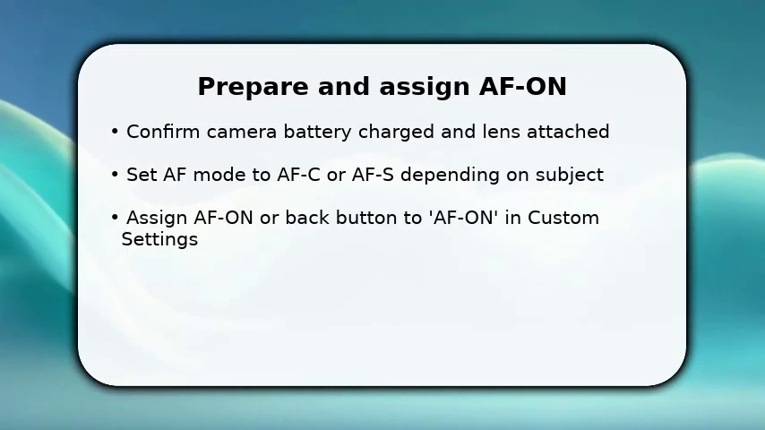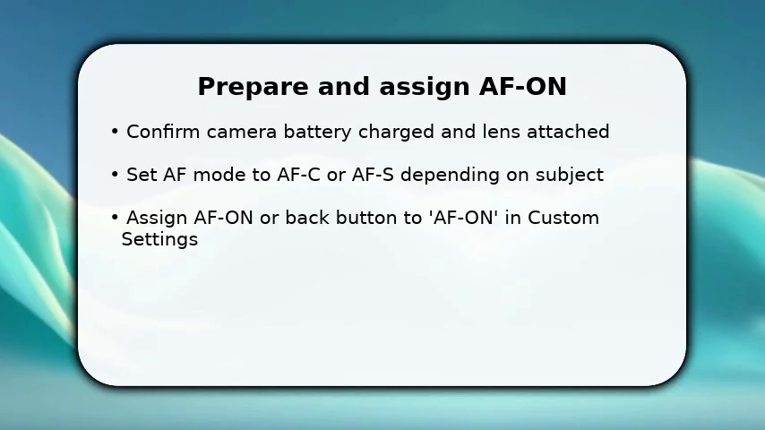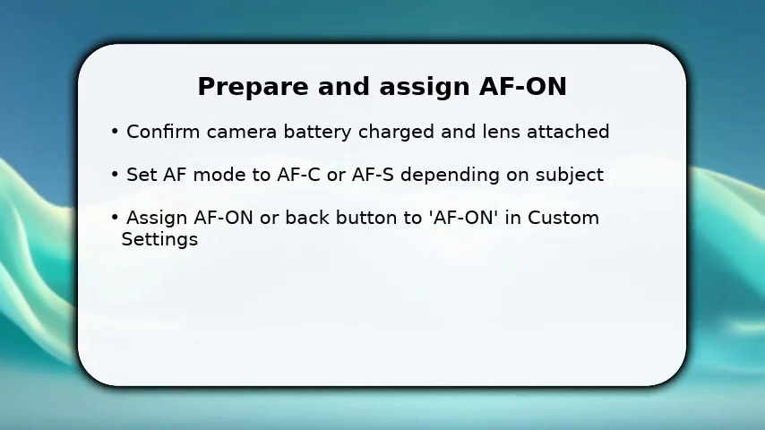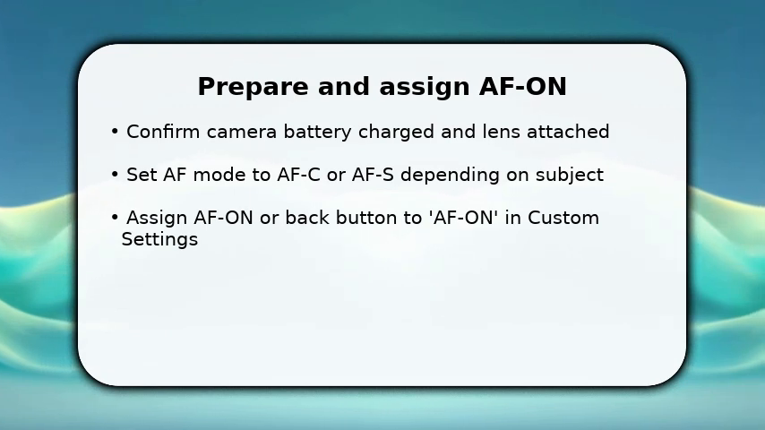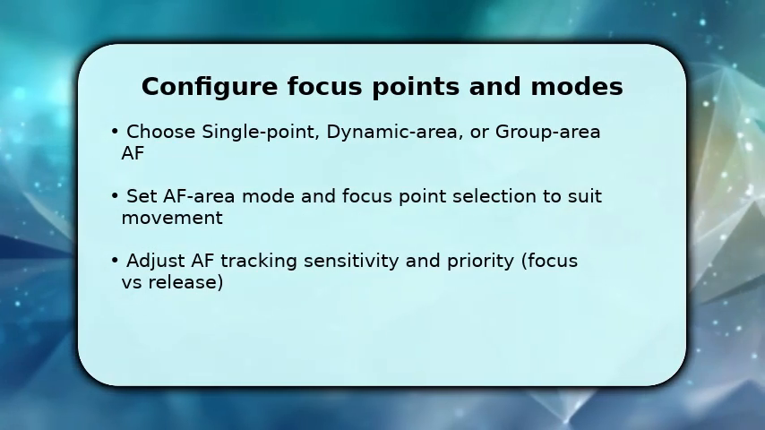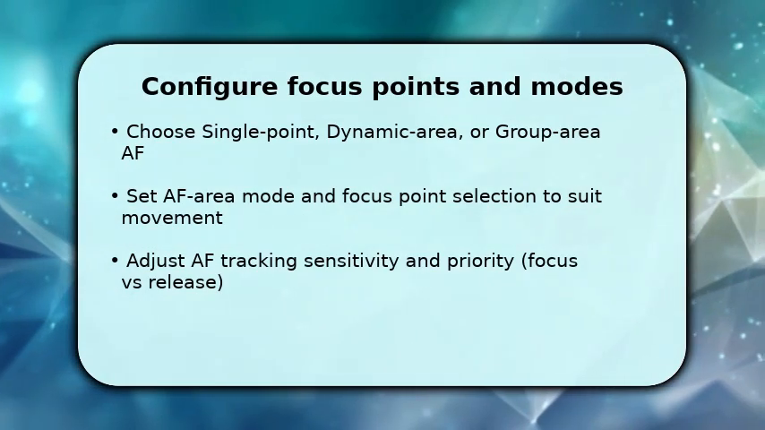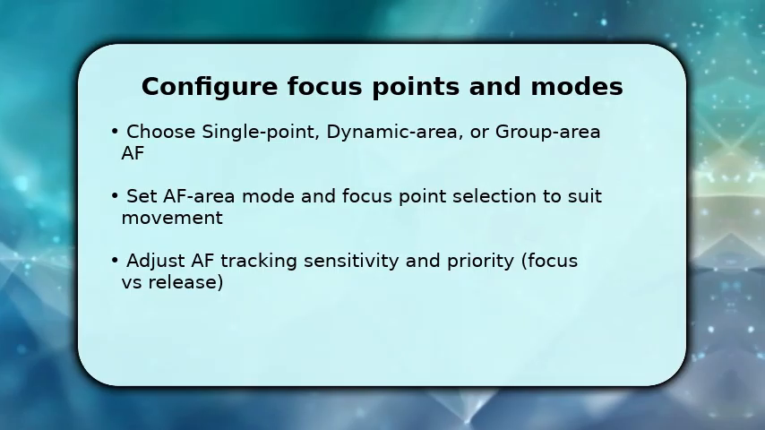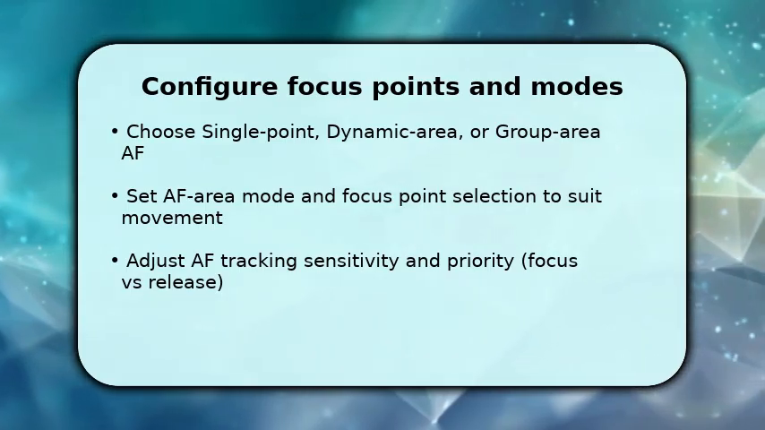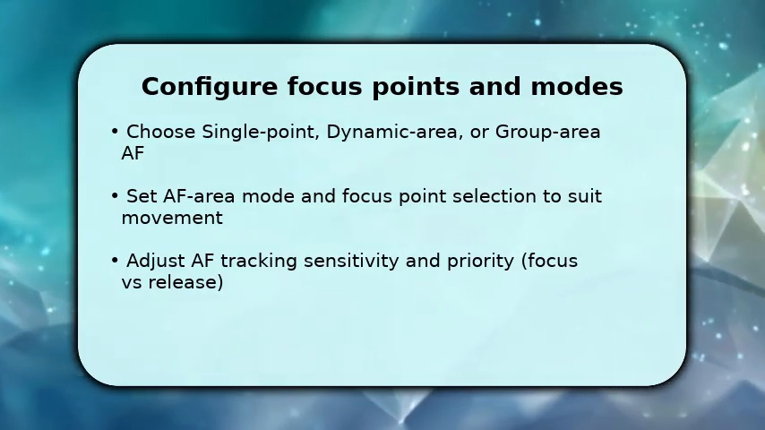Once done, you maintain exposure control with the shutter while separating focus control, which gives you faster, more reliable focus control in changing situations. Now configure how the camera chooses focus. You should pick a focus area: single point for precise subjects, dynamic or group area for moving targets. Then set AF area mode and use the multi-selector to pick the preferred point or zone.